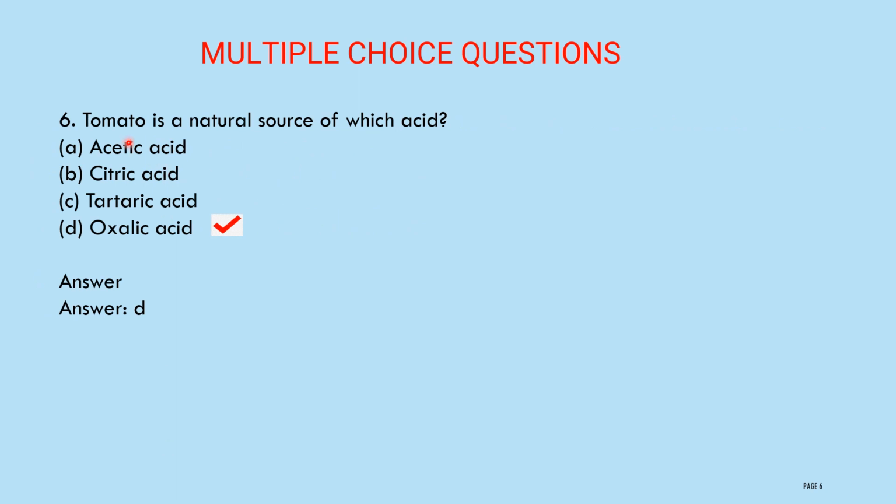Next question, question number 6. Tomato is a natural source of which acid? Option A, acetic acid. Option B, citric acid. Option C, tartaric acid. Option D, oxalic acid. Tomato is a natural source of oxalic acid. Therefore, the correct answer is option D.